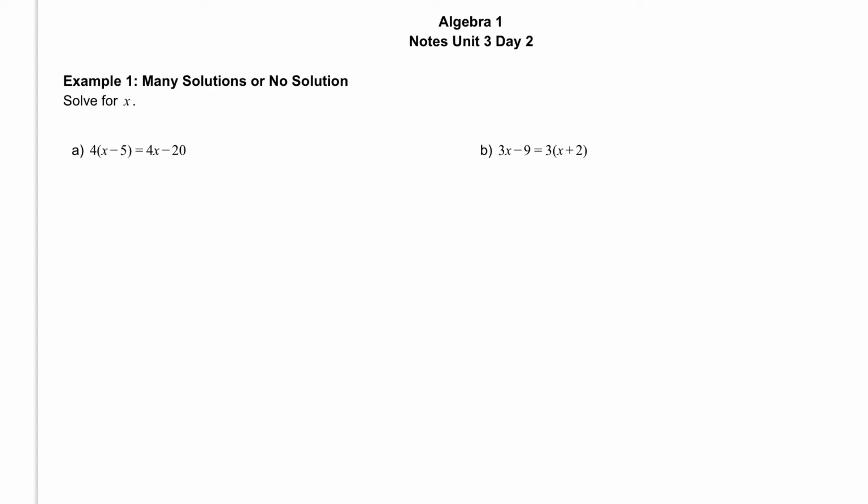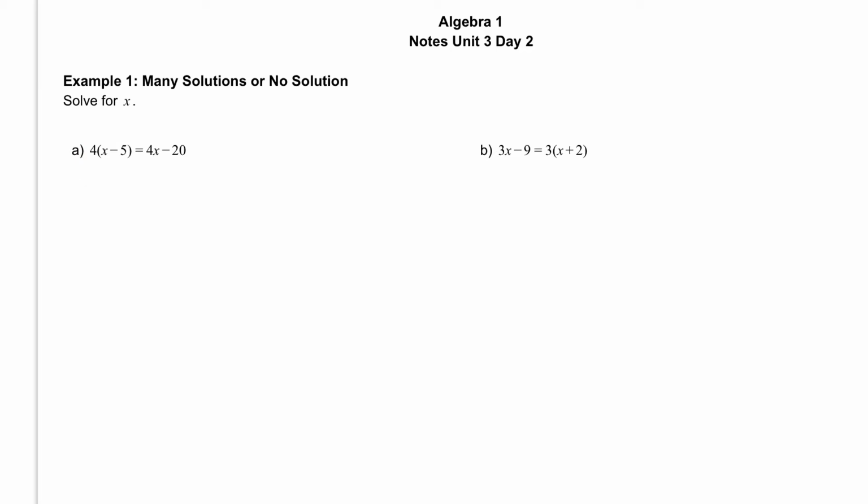In day 2, we are going to look at solving equations that have many solutions or no solution. So let's take a look at letter A. We have 4 times x minus 5 equal to 4x minus 20. We're going to go ahead and simplify the left-hand side, and to do that we need to distribute the 4.